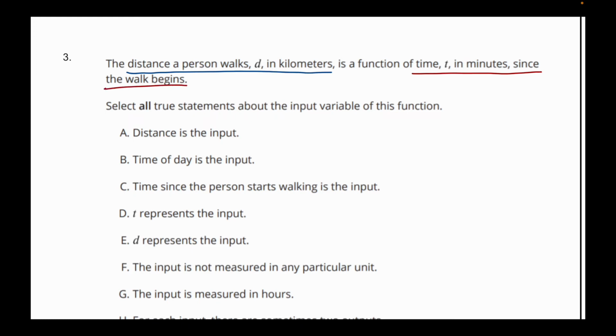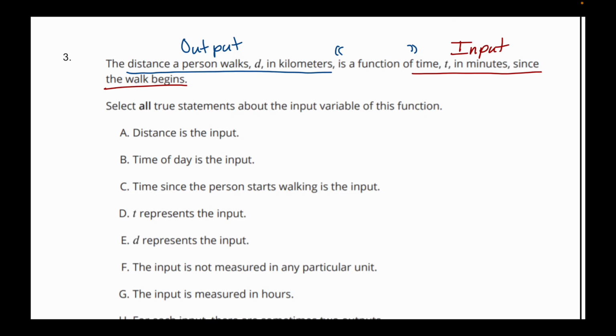Now I know that this is a function of sentence is structured in a specific way. So the output is a function of the input. So that means that this is our output. And then this stuff over here underlined in red is the input. So if they're going to ask me information about my input, I'm going to reference that red portion right there. So select all true statements. Distance is the input.